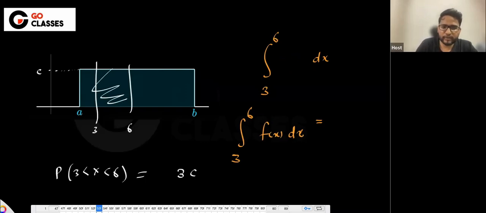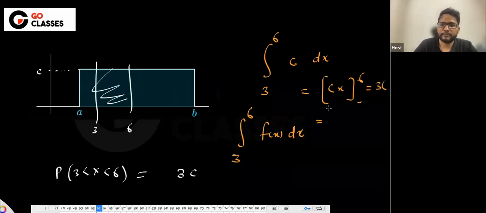I can put the value of C, which is 1 upon b minus a, but let's just take it as C. So it will be Cx, and then it is basically 3 to 6. If you calculate it, it will be 3C only. I actually do not want to use integration in case of uniform, because if life is simple, then why make it complicated?